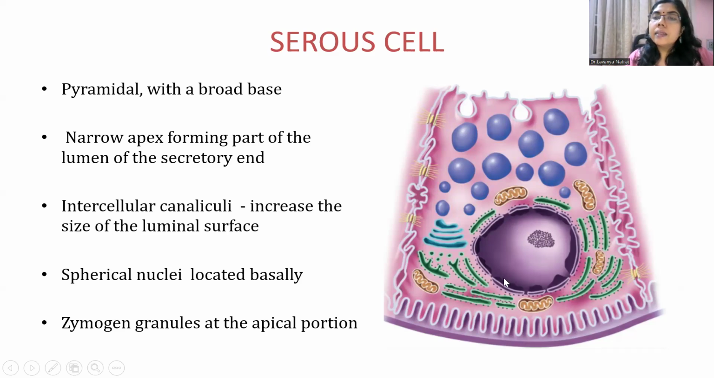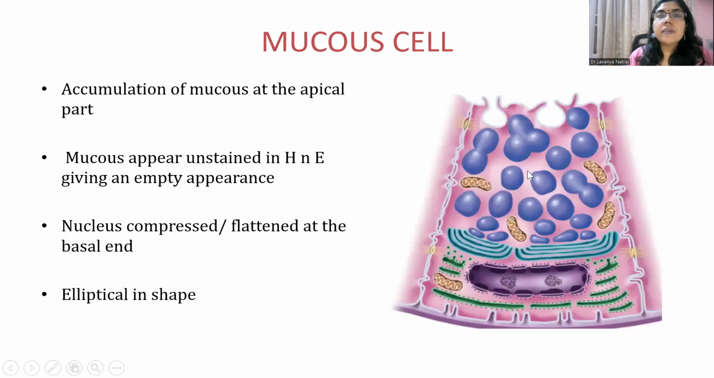This is the nucleus, the more purple colored one. They are spherical in shape, and they are towards the basal portion. And the apical portion will have zymogen granules. So that is the structure of a serous cell.